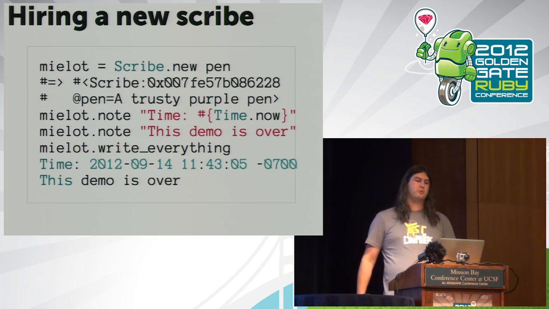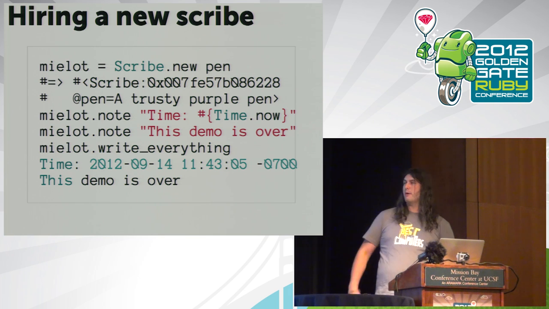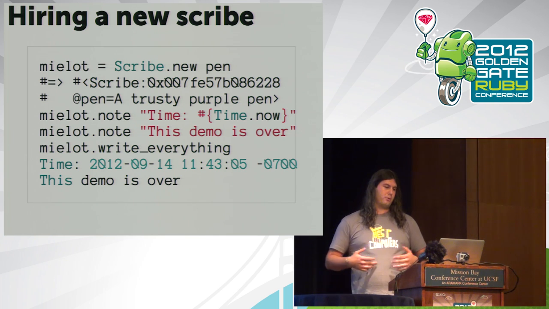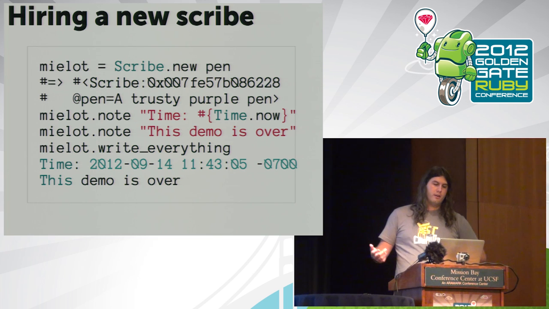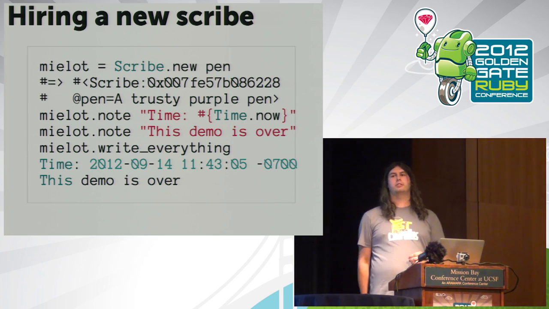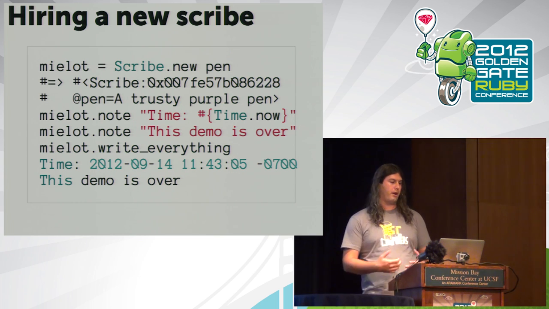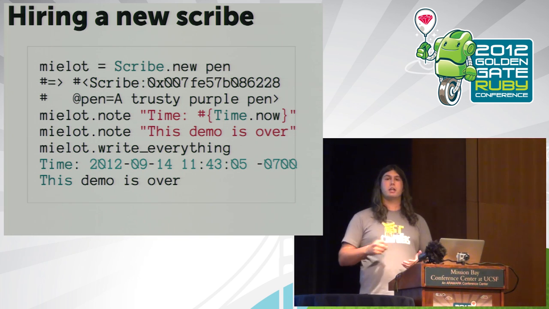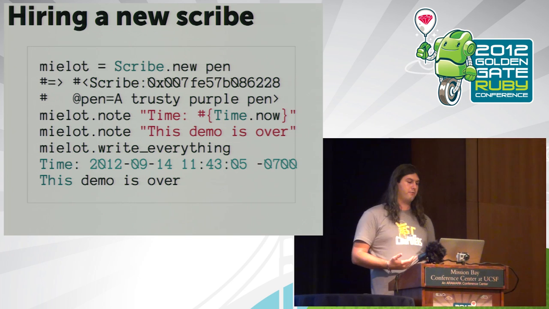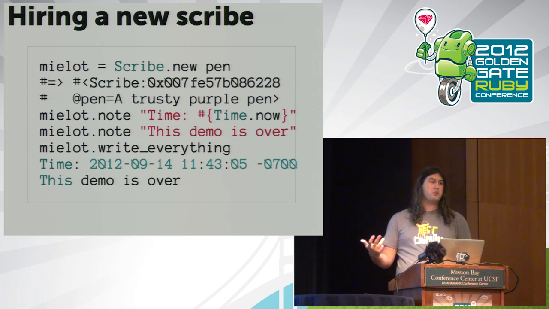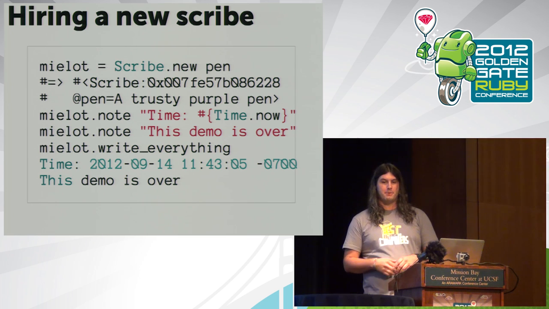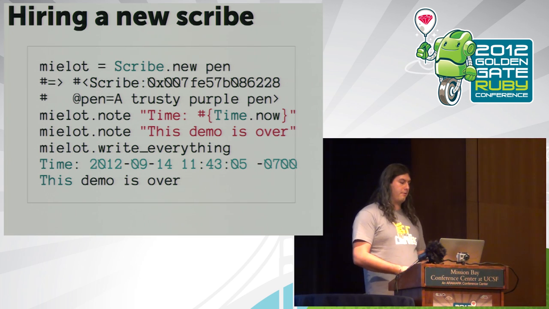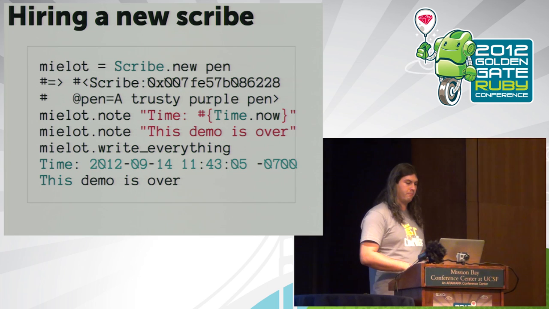So let's get a new Scribe. I've dubbed my Scribe Milo, who you can all Wikipedia if you care. And I've entrusted him with my trusty pen. I've given my pen away to Milo, and he's going to hang on to that pen and use it to take note of things and later to write them down for me. So Milo's going to note the current time, and he's going to note the fact that I'm just about done with this demo. And then when I ask him to write everything, he's going to do it.